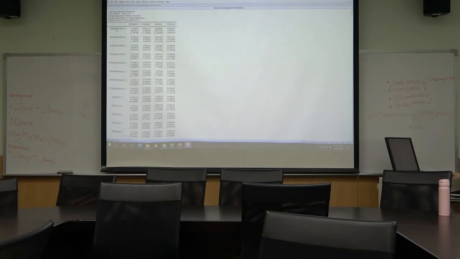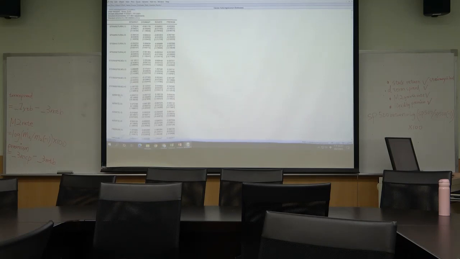Okay, and the S&P 500 return for lag 1, lag 2, lag 3, and lag 4. Those 4 represent the independent variables for the current stock return. And the term spread, which is the growth rate of term spread, lag 1, lag 2, lag 3, lag 4, are also serving as determinants for S&P 500 return, and the same for M2 rate, lag 1, lag 2, lag 3, lag 4.